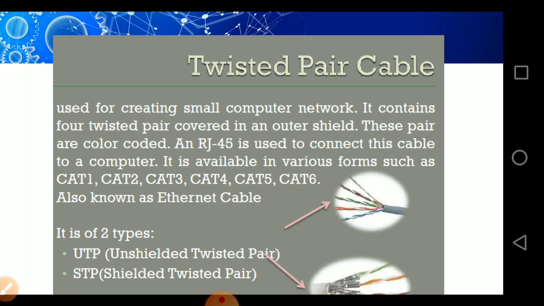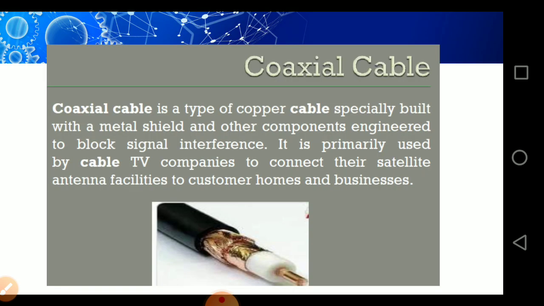So unshielded means you will not be having any outer covering for that, but in shielded one you will be having some outer covering. You can see the difference between these two pictures.